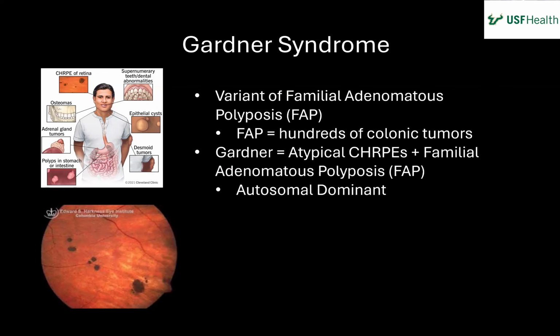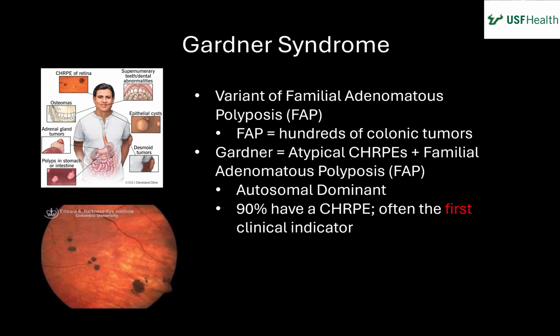This is an autosomal dominant inherited trait. And in this subtype of FAP, the large majority do have CHRPE. This is important because it can actually be the first clinical indicator of this specific subtype of FAP, Gardner syndrome. So you don't want to ignore this. Speaking of worst case scenario, it's gonna be life-saving for you, David.